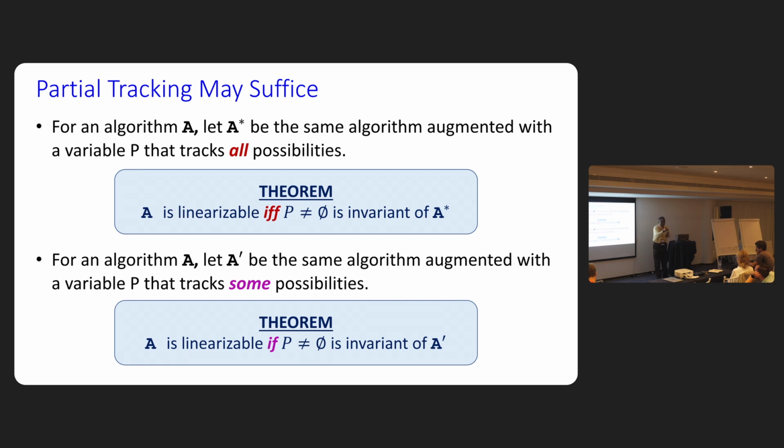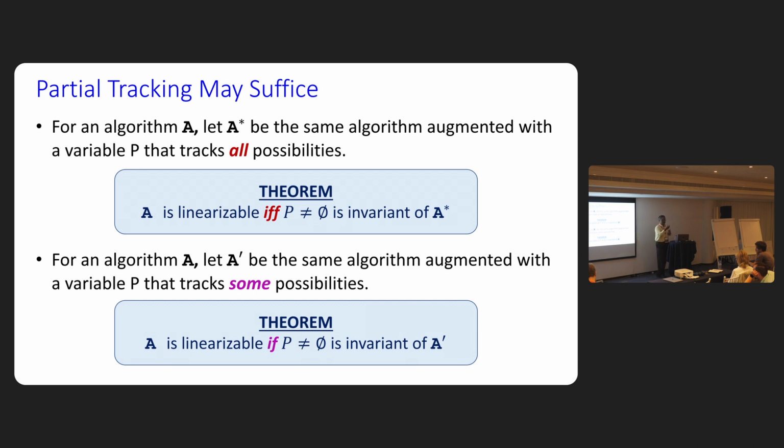But if you are only keeping track of some possibilities and those possibilities became empty at some point, it could be because you didn't take care of the rest of the possibilities that were also crucial. So obviously you don't have the theorem in the other direction, but you also have this theorem. So why might this theorem be useful?